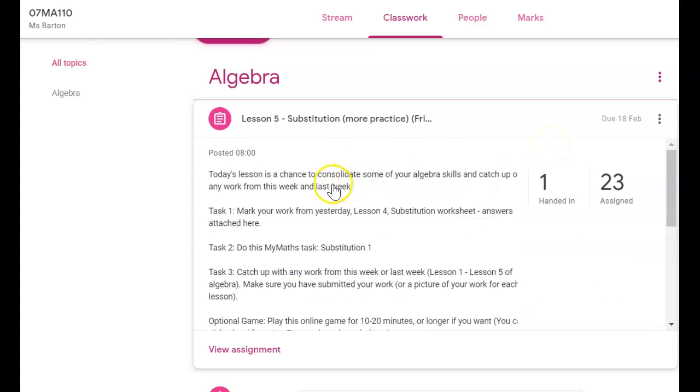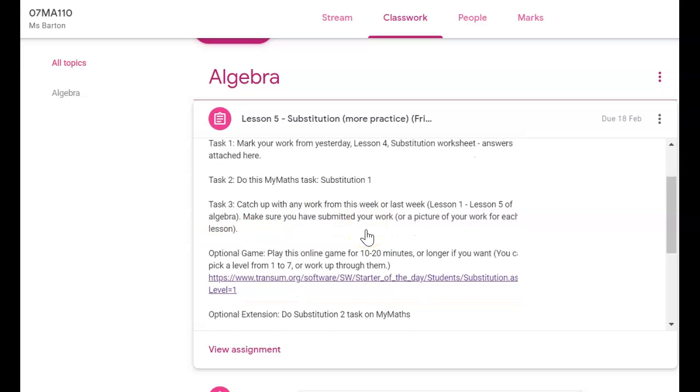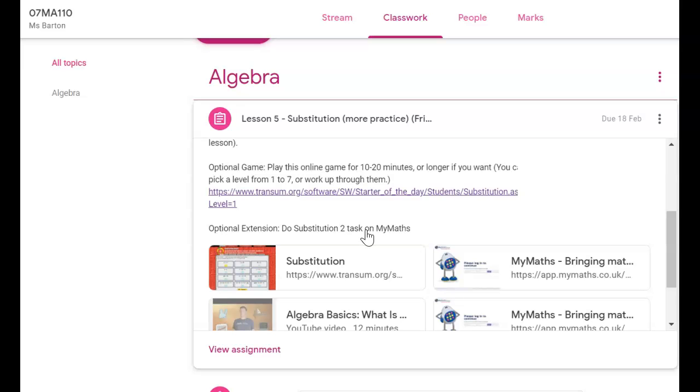So that's basically it for the lesson today. So you're going to mark your work and you're going to do that substitution. If you have any work to catch up with from last week, then the rest of the lesson is for you to do that. And then there's a couple of optional things.